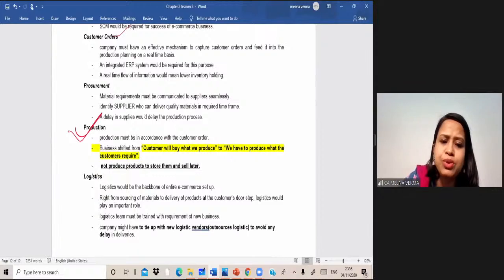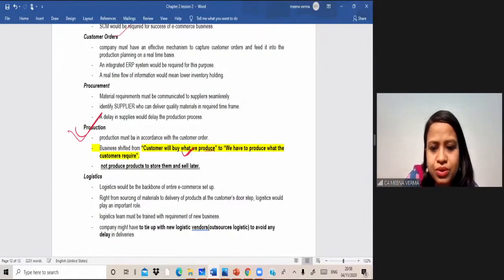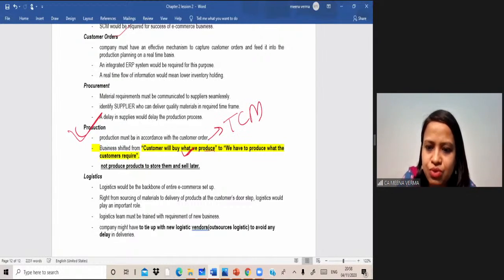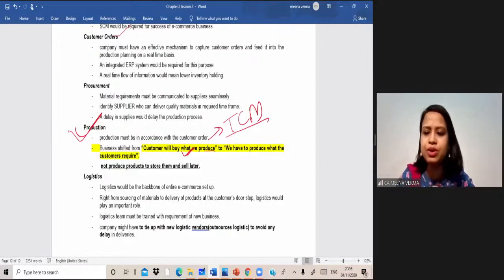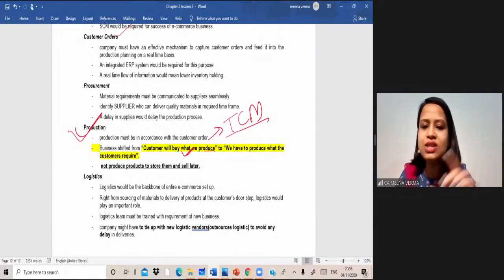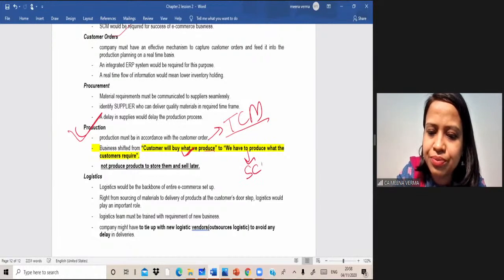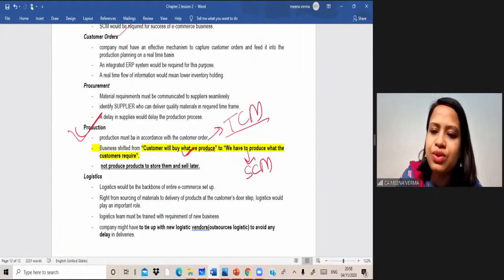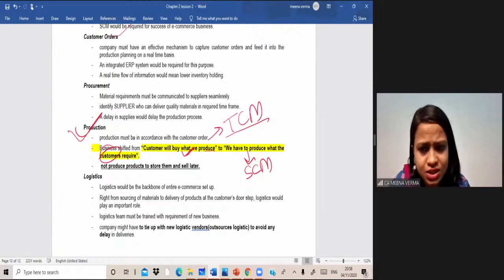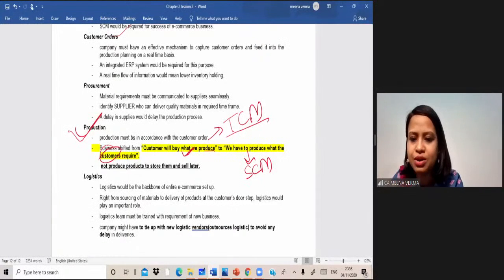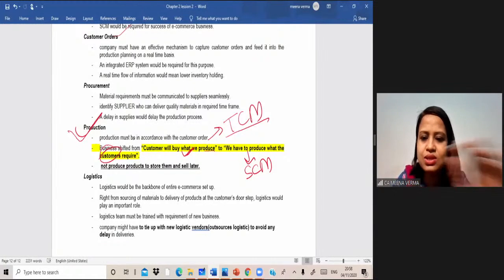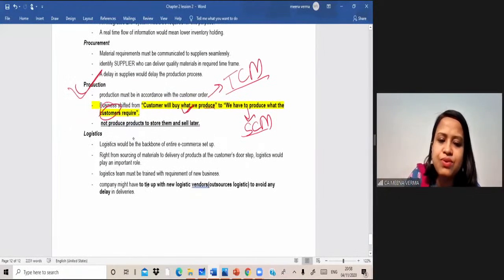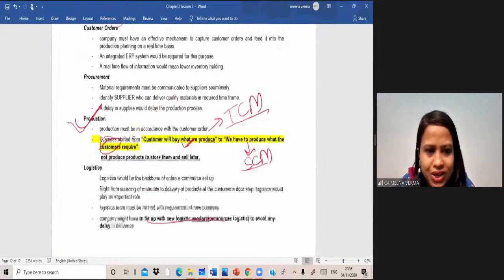Now see, what should we produce? Customer will buy what we produce. Earlier in traditional cost management, this was our approach: whatever we produce, the customer will buy. But now what is our approach in strategic cost management? We will produce only those goods which are required by the customer. That means we will first understand the need and want of the customer, then accordingly produce that product for the customer. This is supply chain management, and for this we will maintain the entire logistics of the organization.